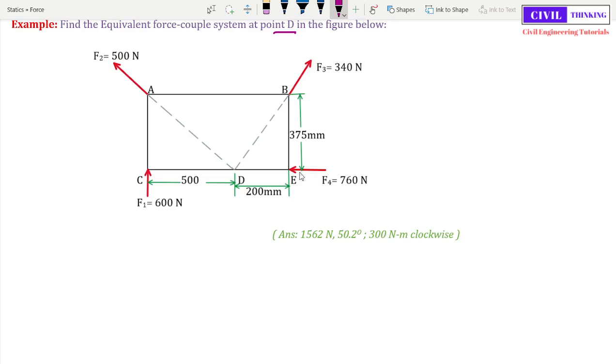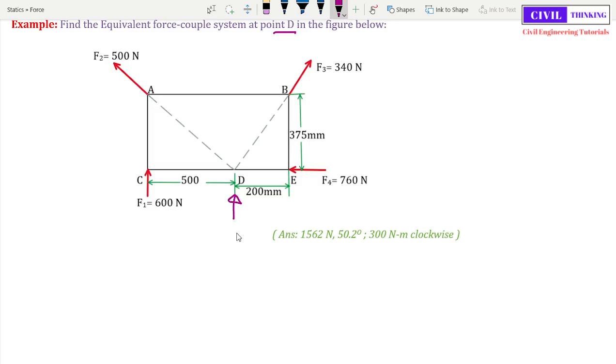Now look at E. The line of action of force F4 is ED, and it is already passing through D, so we also don't have to move this force. Now look at C. The line of action of this force is CA, and it is not passing through D. So the only force which we have to move is the force at point C, and we also have to add the corresponding moment of F1 at D. Okay, now let's do it. Let us move the force F1 here.